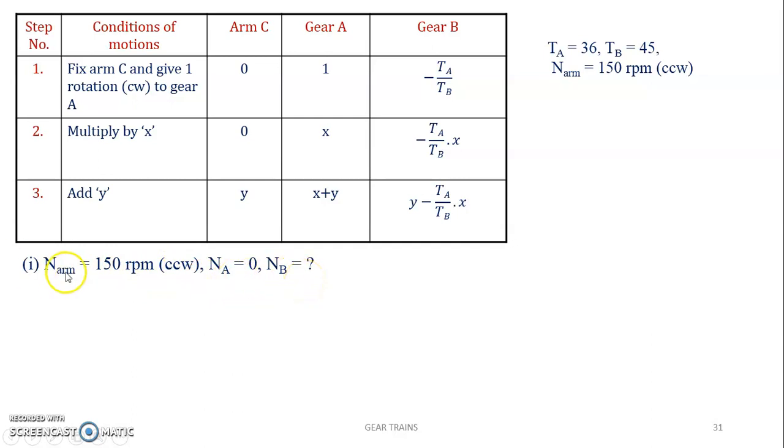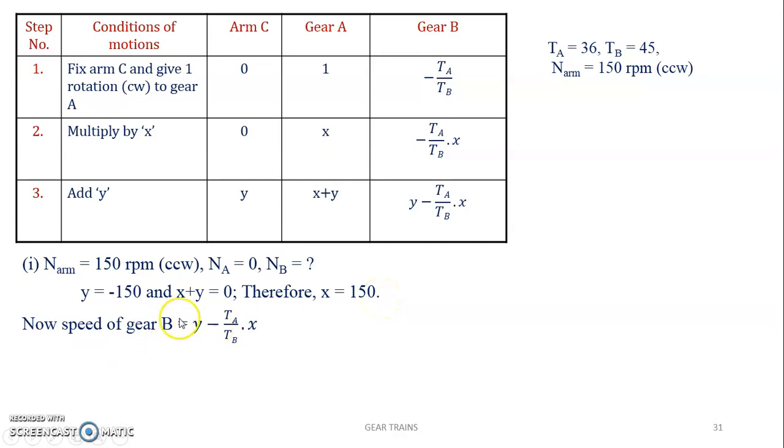Now the expression for the speed of the arm is over here. This is the speed of gear A, and this is the speed of gear B. The speed of the arm is 150 rpm but it is counterclockwise, hence y is equal to minus 150. The speed of gear A, that is x plus y, is equal to 0. Therefore x is equal to 150. I got the value of x.